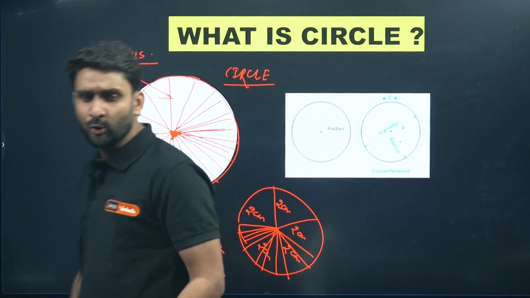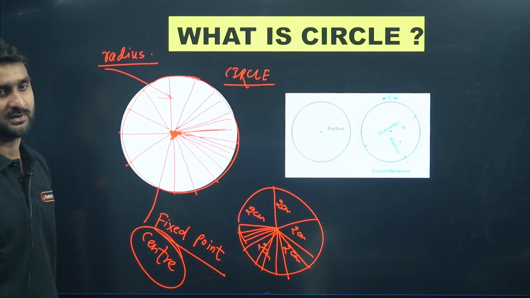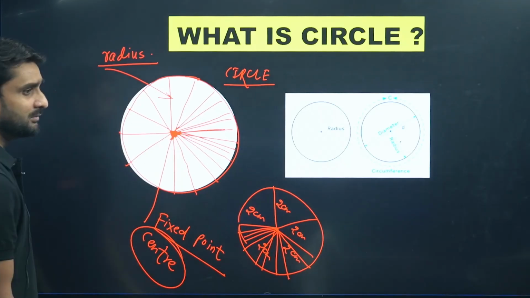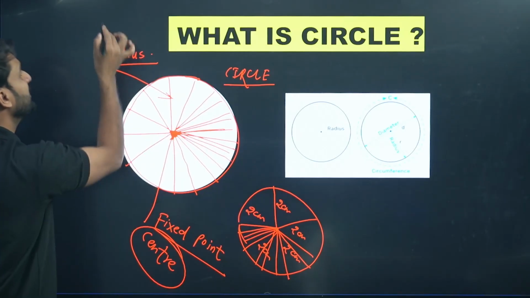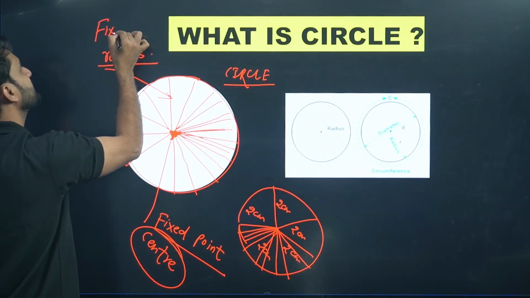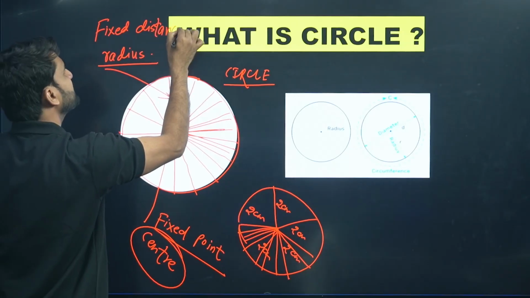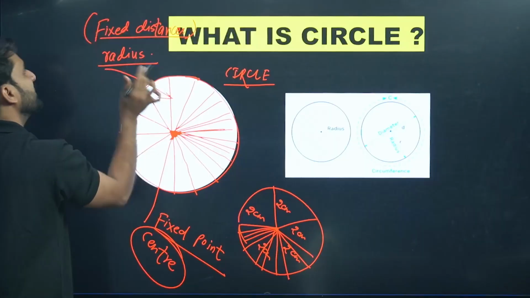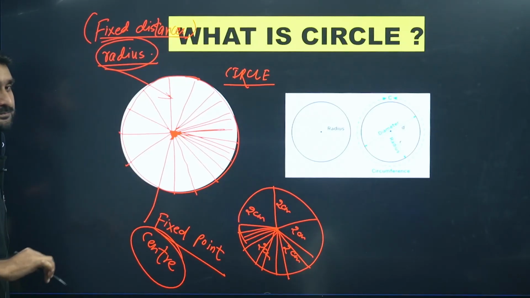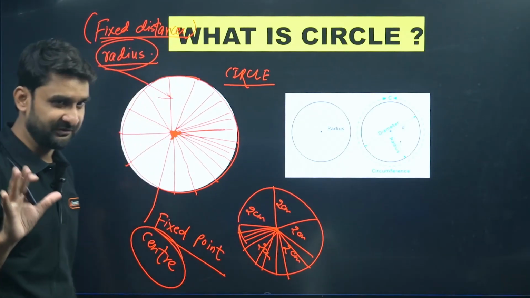So there is no difficulty in defining the circle. You should know the basic definition of the circle. There is a fixed point that is called the center, and there are fixed distances, right? And these fixed distances are known as the radius of the circle. Okay. Hope you have understood the definition of the circle.